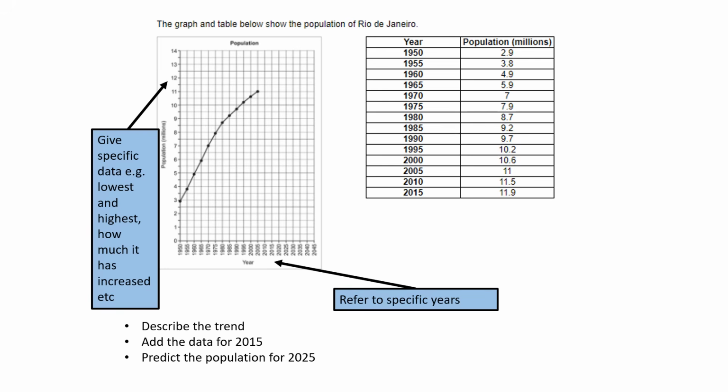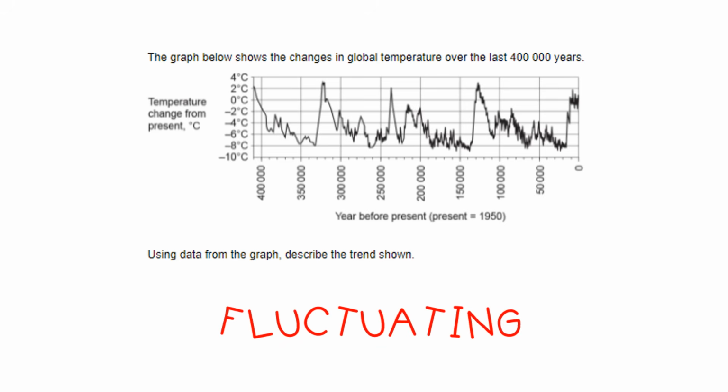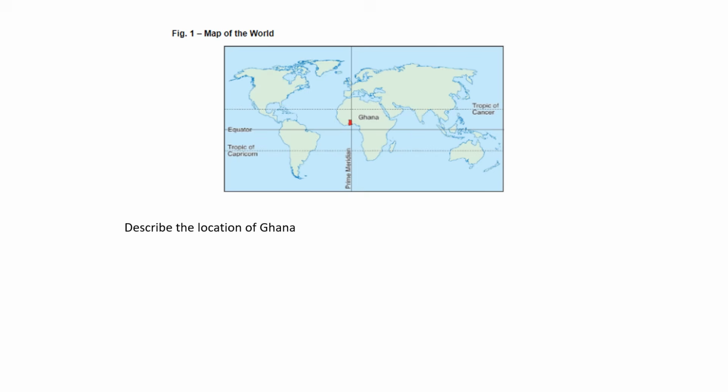And when you're given a graph question like this, a good thing to do is to give the lowest point, to give the highest point, and maybe do a quick calculation to work out how much it has increased by over a certain number of years, referring to specific years. If you're given a graph like this, then the word to use is fluctuating, where something's going up and down over time as the trend.